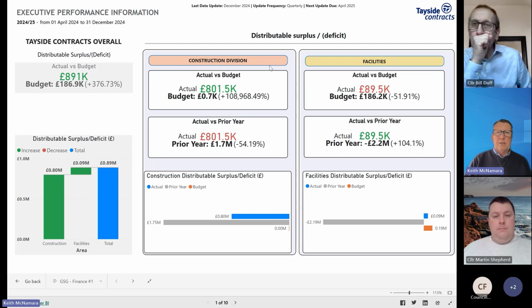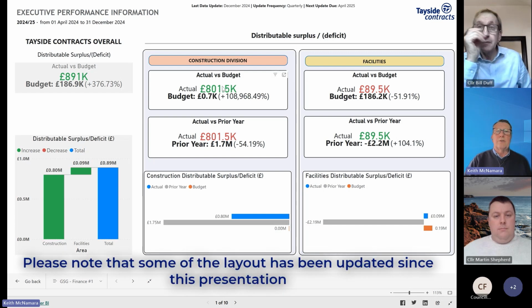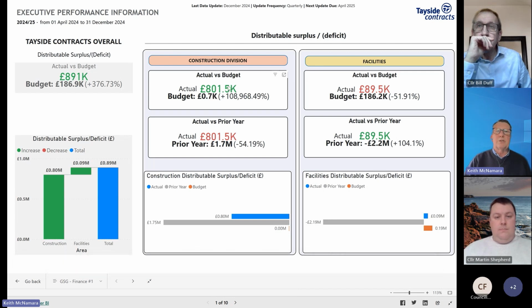So this page is about our distributable surplus. At the top left, this is demonstrating the time period for which it's covering. We've pursued a kind of red, amber, green process. So green is looking good. So, for example, construction division actual is £801,000. Budget is less than £1,000. So that's a very positive green.